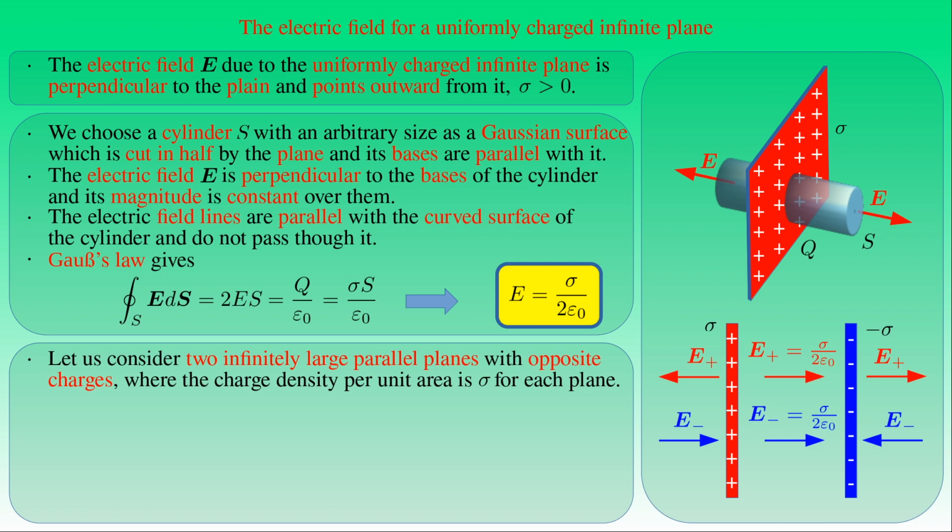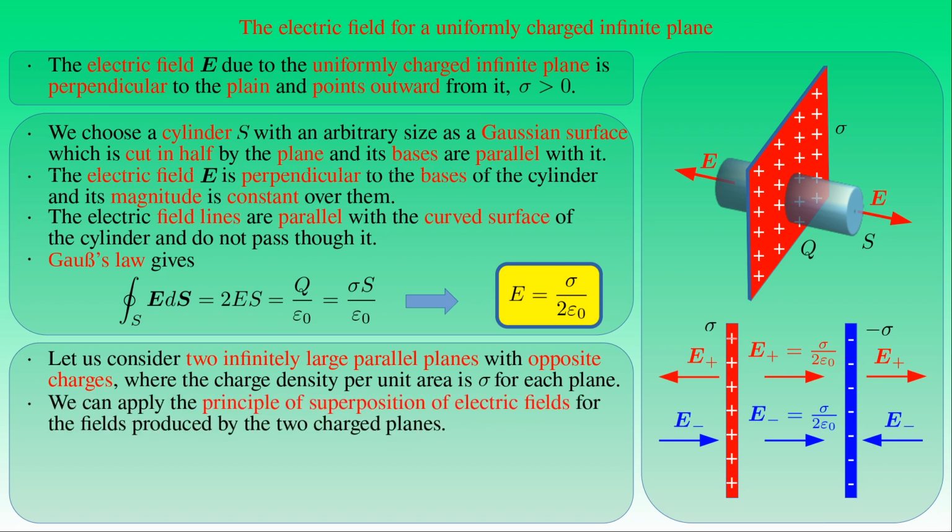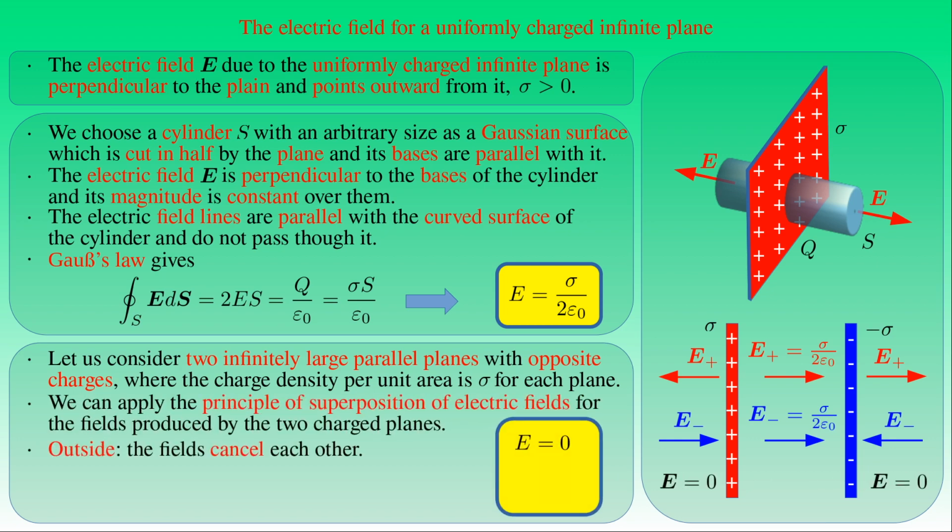but points inward. When we applied the principle of superposition of electric fields, we saw that the electric fields E sub plus and E sub minus cancel each other out outside the space between the planes, and the net electric field E is 0. We also saw that the 2 electric fields in the space between the planes point in the same direction, therefore their superposition gives the uniform electric field E with the magnitude of sigma over epsilon naught. The field between the plates points from the positively charged plane to the negatively charged one.